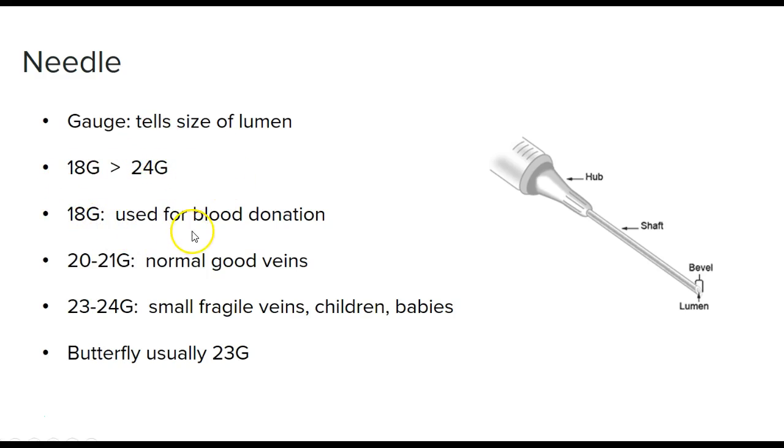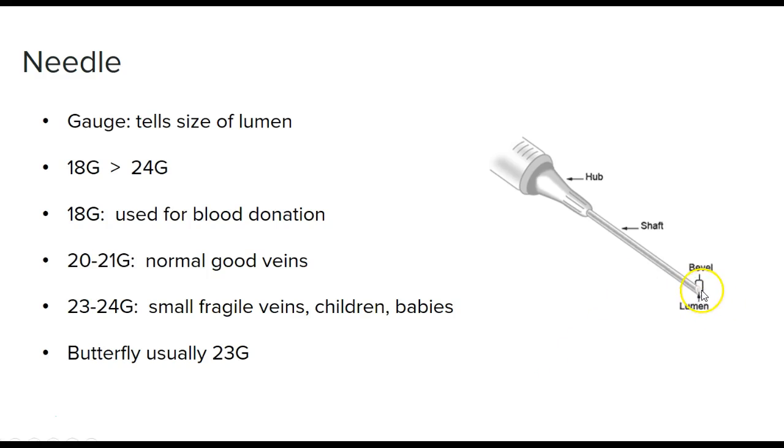An 18 gauge phlebotomists usually don't use. This is for giving blood. 20 to 21 gauges are used for good normal veins. 23, 24 for small fragile veins, children or babies. The butterflies usually have 23, but you can get them where they have 21 and 24 as well.